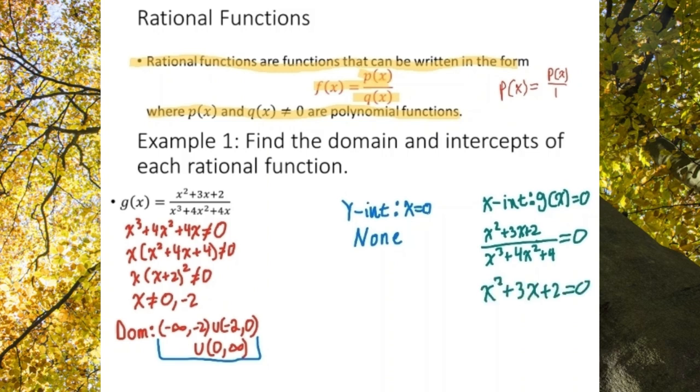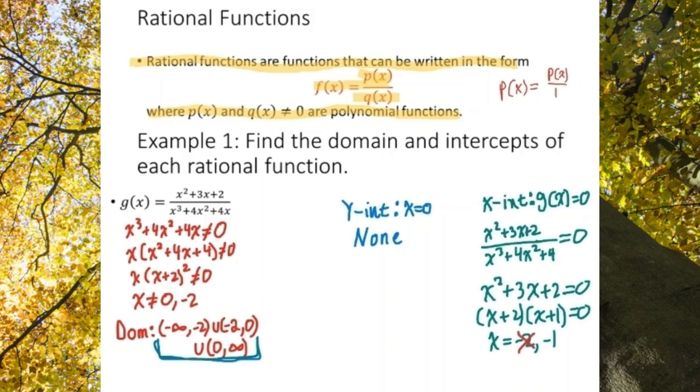So to solve the equation x squared plus 3x plus 2, we'll factor just like usual. So we get x plus 2 times x plus 1 equals 0, which means x equals negative 2 and negative 1. But once again, we have to be very careful and pay very close attention to the domain that we found in the first part. Negative 2 is not in the domain. If we try to plug negative 2 into our function g of x, we will not actually get 0. We would get something that's undefined.